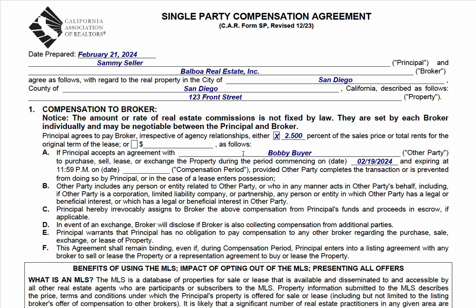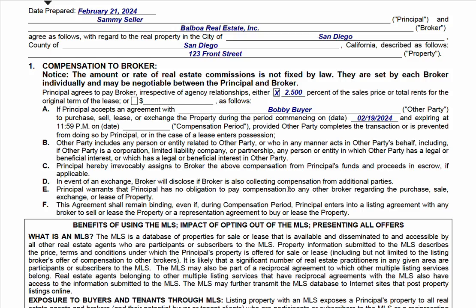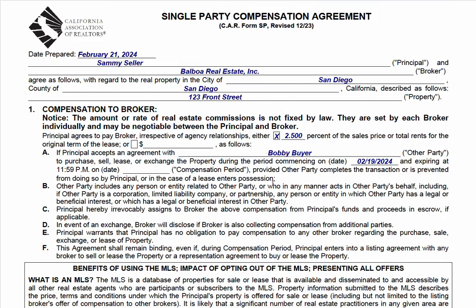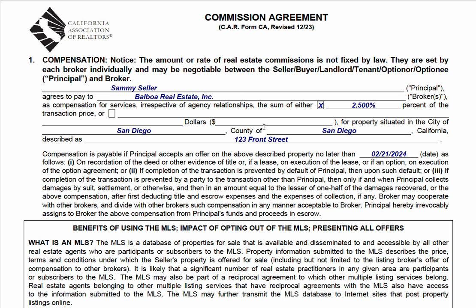So you could say the exact same thing. You could say buyer identity to be revealed immediately following execution on Exhibit A. And then you have Exhibit A with the buyer's name. And once this is signed, you then send Exhibit A. Now this can be used with the commission agreement as well. You can mask whatever you want here.